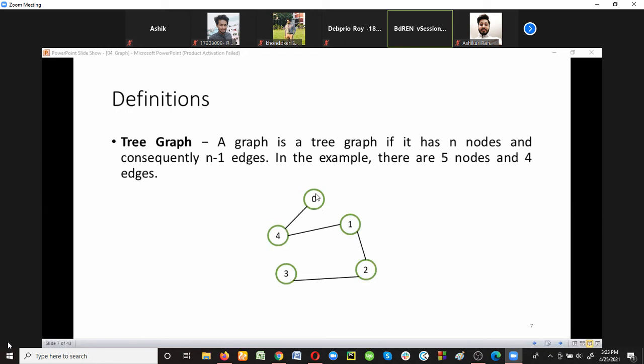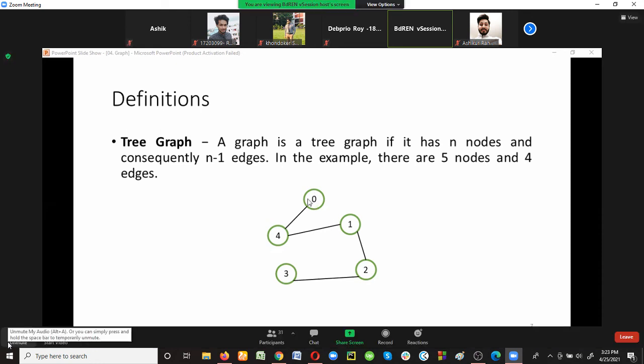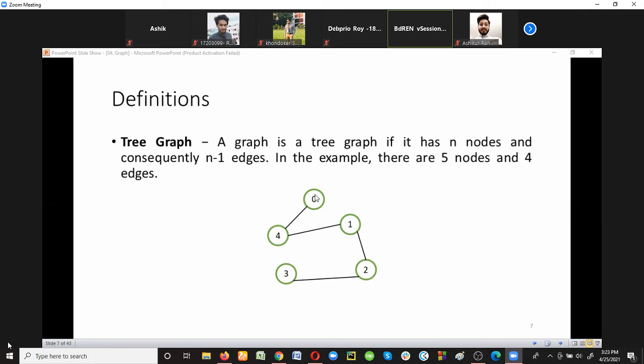Just think about this one. Suppose between 0 and 2 we want to find a simple path. How many paths are here? Only 1 path: 0, 4, 1, 2. This is the unique simple path between 0 and 2. So we can visit node 2 from 0 in how many ways? In only 1 way. That's why this graph is called a tree graph.